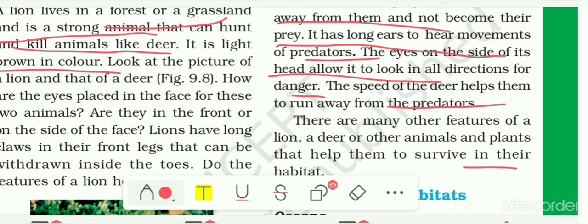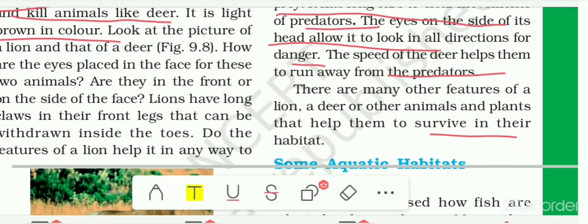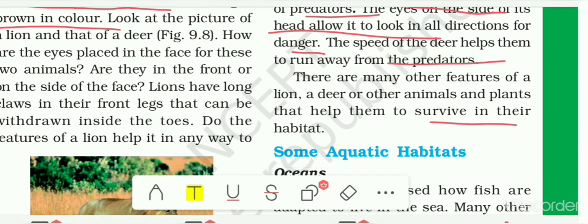There are many other features of the lion, the deer, other animals and also plants which help them survive in their habitat. So this is about the adaptations of different animals found in the grassland, and about the terrestrial habitat. Next is the aquatic habitat, which we will study in the next video.